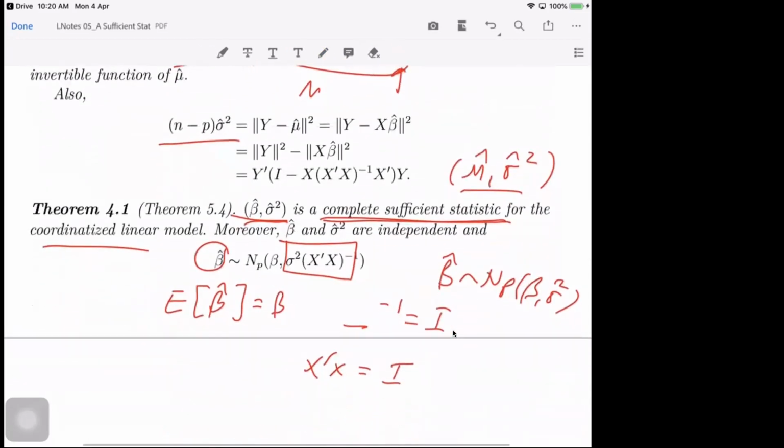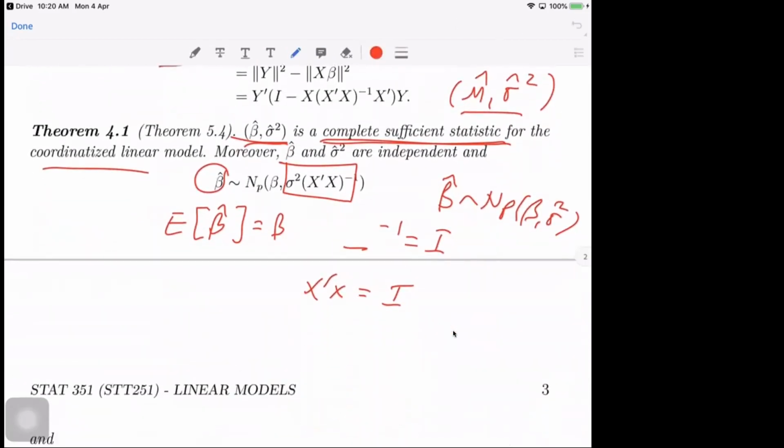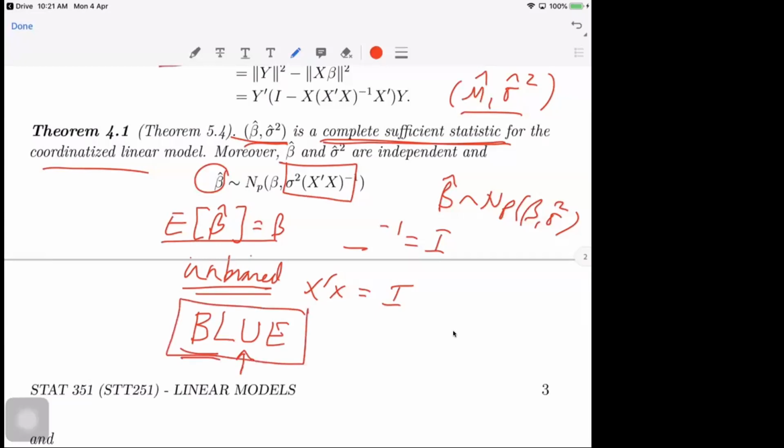So later, you will also see, aside from being unbiased, by definition of unbiasedness, this beta hat actually is BLUE. So BLUE here, U here is unbiased estimate. BL will be the best linear unbiased estimate. So best linear unbiased estimate, the BLUE.